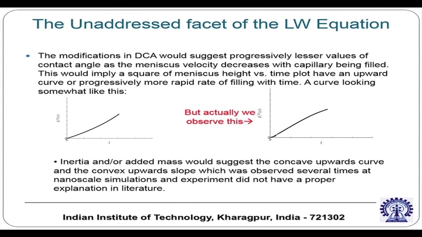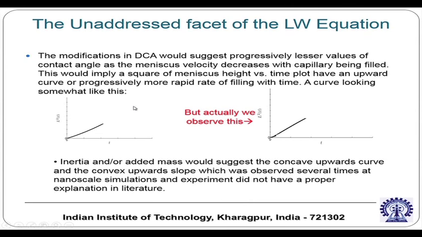Now, what remains as an unaddressed facet of the Lucas-Washburn equation is that if you use these kinds of modifications, the modifications in the dynamic contact angle would suggest progressively lower values of the contact angle as the meniscus velocity decreases. This we have already seen, because if you recall, the dynamic contact angle scales with capillary number to the power 1/3. So if you have a lower velocity due to viscous resistance, you have the contact angle also less, because theta will scale with capillary number to the power 1/3. If theta becomes less, cos theta becomes more and the driving force becomes more. That means you could see an increasing trend in the L square versus t characteristics.